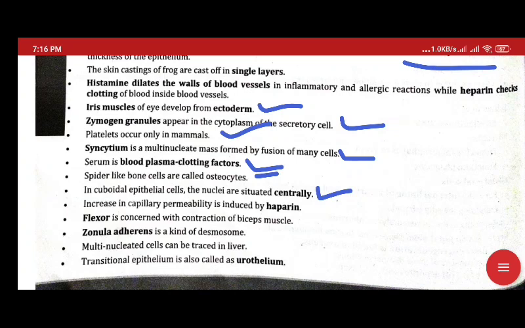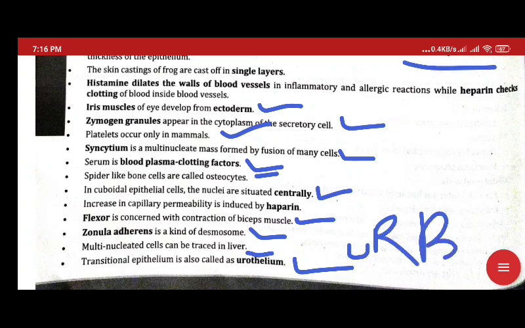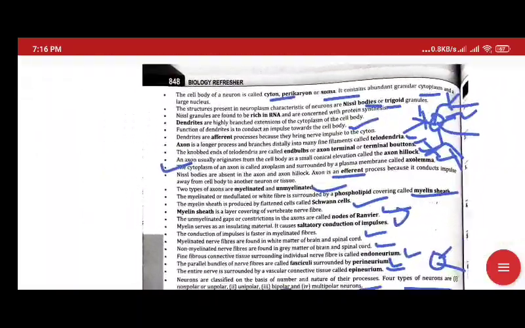Now flexure is concerned with biceps muscles. Zonula adherens is desmosomes, meaning connection of two cells, while gap junctions are like in multinucleated cells in liver. Transitional epithelium is in the urothelium, the urinary bladder. Here we have a trick, URB: urethra, renal pelvis and urinary bladder. This is the completion of animal tissue. In this topic we have studied four types of tissue.